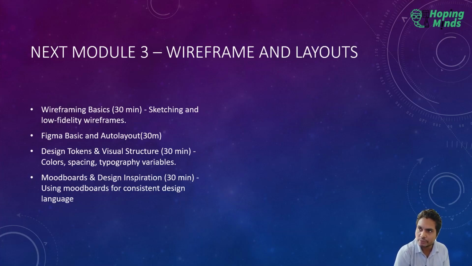We will be going to module 3, and we'll be learning wireframe and layout. In wireframe, we will do basic wireframe sketching, and then we'll do Figma basics and auto layout, design tokens, visual structure. We'll do color and spacing, and also mood board and design inspiration, and we will focus a little bit on Figma basics and auto layout. Auto layout can help you design better in terms of having your design completely structured.